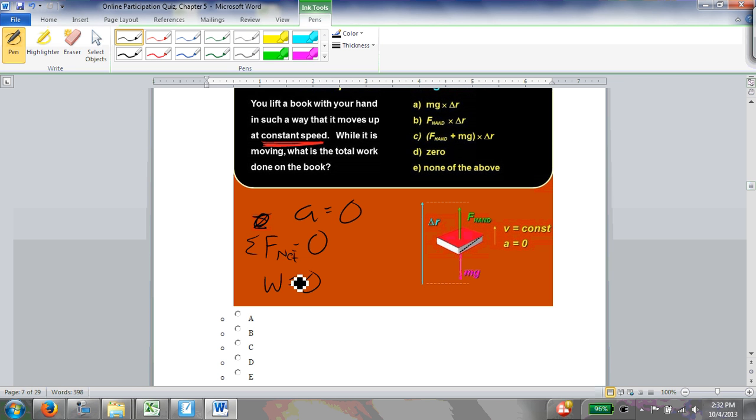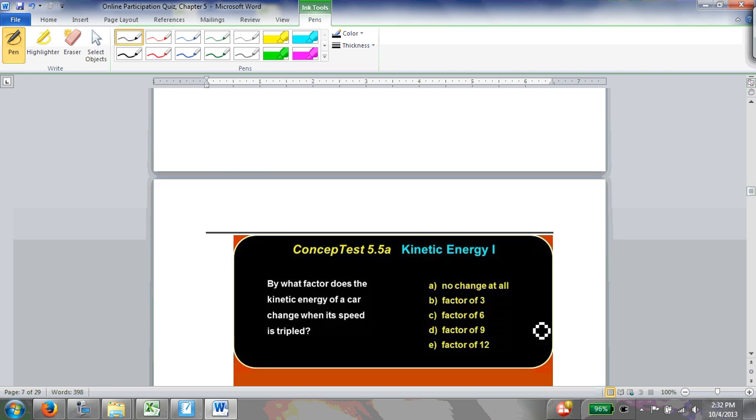Now I can think about the forces individually. The force due to the hand is doing Fh times my displacement, and the force due to gravity is doing mg times my displacement. But since those forces are equal but opposite, they're going to cancel one another out. So Fh times d is going to equal the negative of mg times d. So when you add them together, they'll cancel out.